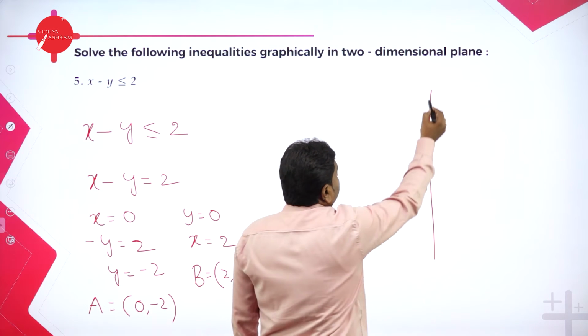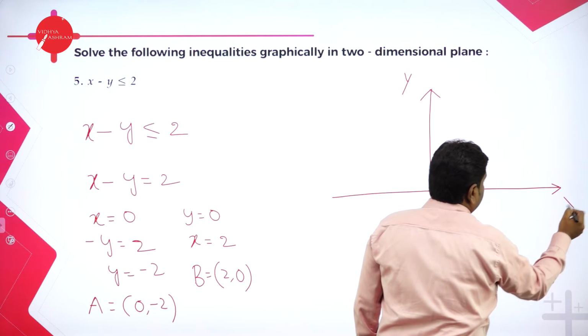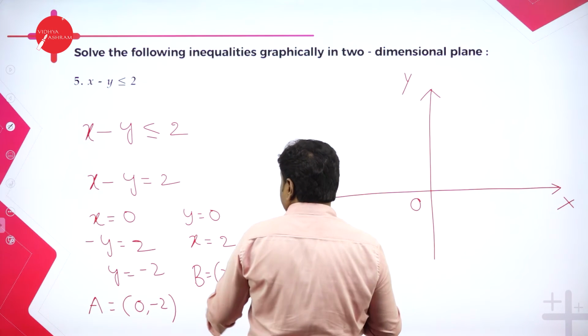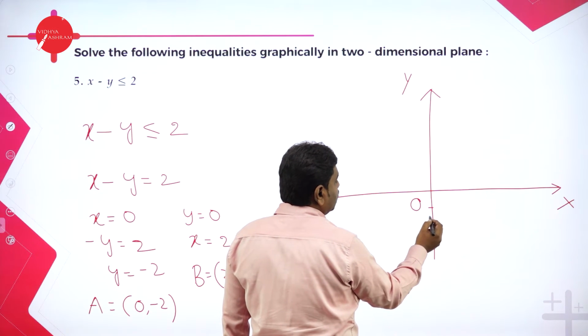So I'll take the y axis, then I have the x axis, and I have the origin. And what is A? 0 comma minus 2. 0 comma minus 2 is a point on the negative y axis.